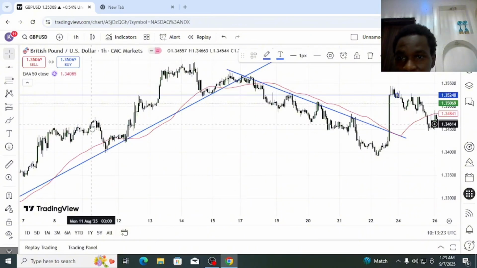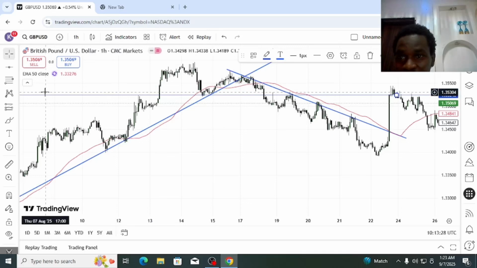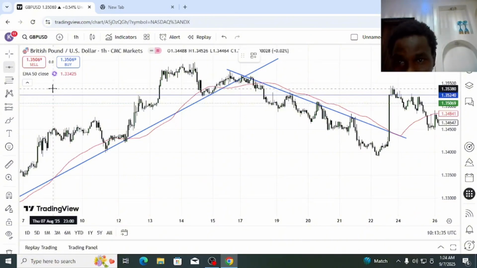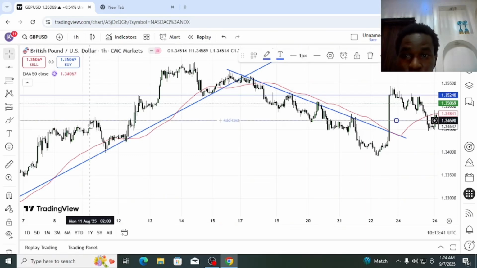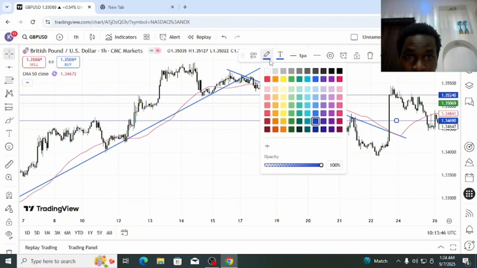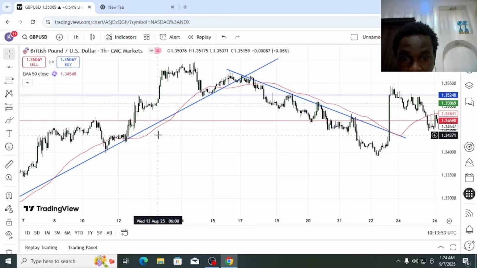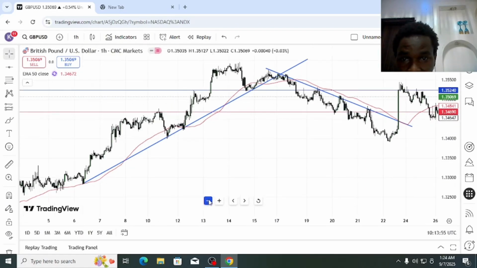Now for us to be able to draw the resistance line, it's also the same thing as the support line, just the way I've been explaining the support line. We have to make sure that it is at the closing price. Of course, that's where price is reacting to. So that's how you are going to draw your resistance line, just like the way you draw your support line. I usually take my resistance line as the red color. This is the red color. So you can see this is where price reacted to.